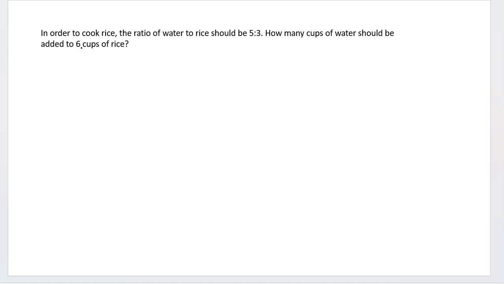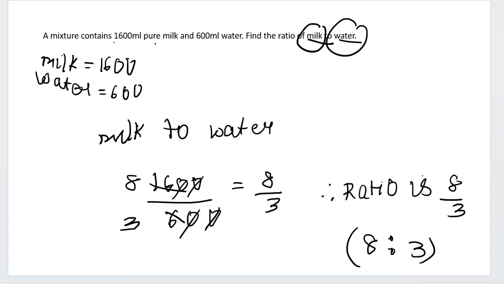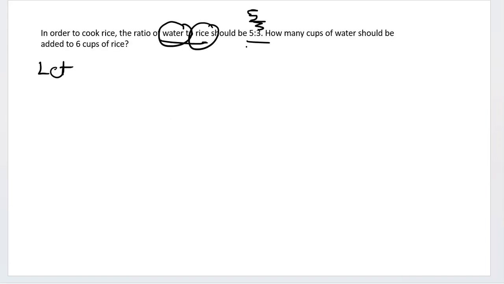Next question. In order to cook rice, the ratio of water to rice should be 5 is to 3. Now this can be read also as 5 upon 3. How many cups of water should be added to 6 cups of rice? See, we are discussing two things in this case, water and rice. In this case, we are not given the required number.